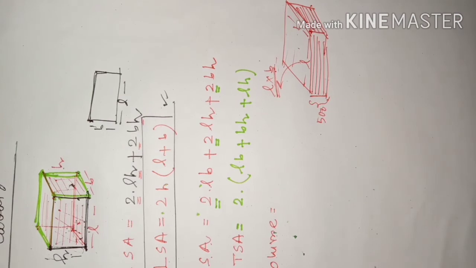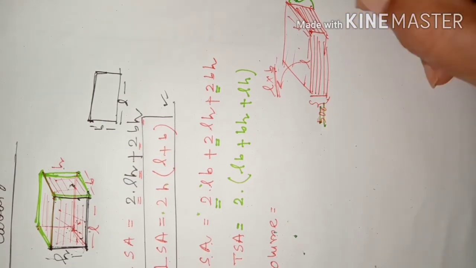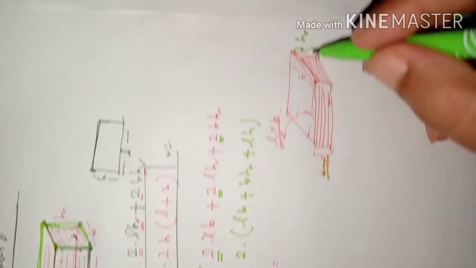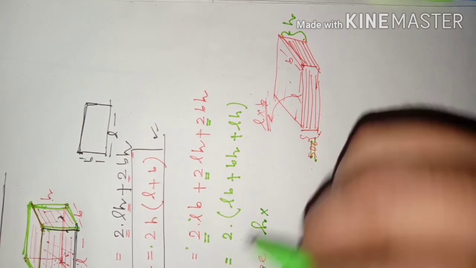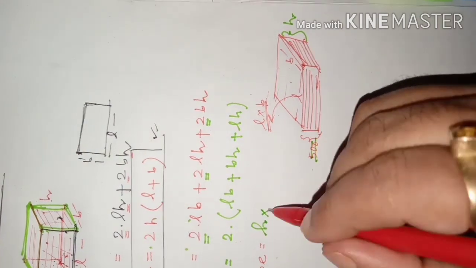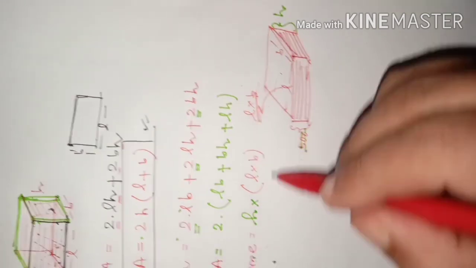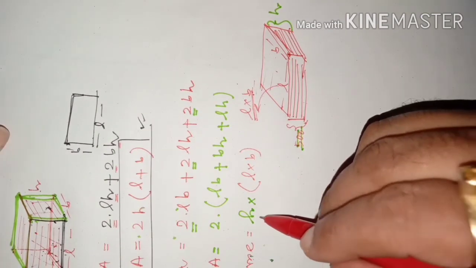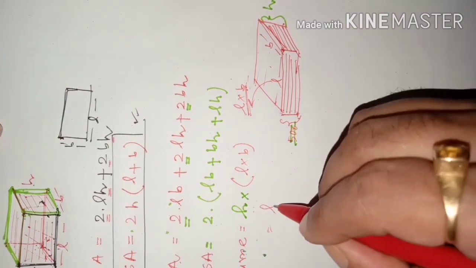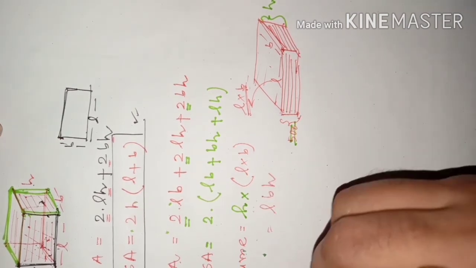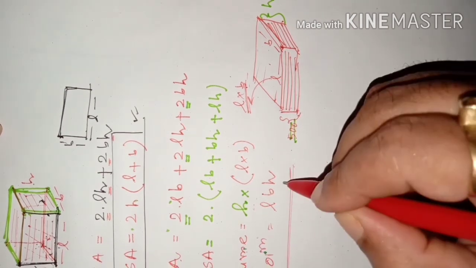So instead of saying 500, if I say H number of pages are there, then the volume will be H times length into breadth, meaning the area of one page multiplied by the number of pages. Suppose H is the number of pages here, so that will be H times L into B. So it will be L, B, H, in order you can write like this. So the volume of a cuboid will be length into breadth into height.